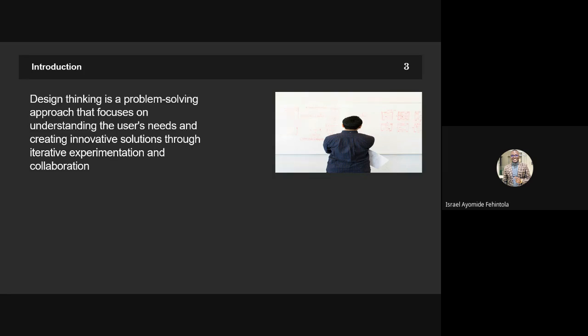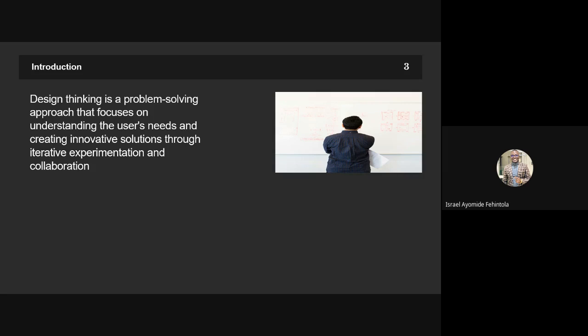Now, what is design thinking? Design thinking is, like I said, a user-centered and creative approach to solving complex problems with one goal. And the goal is delivering innovative solutions that truly meet the needs of your users. The most important thing here, or the most important keyword here, is the user. Meet the needs of your user.